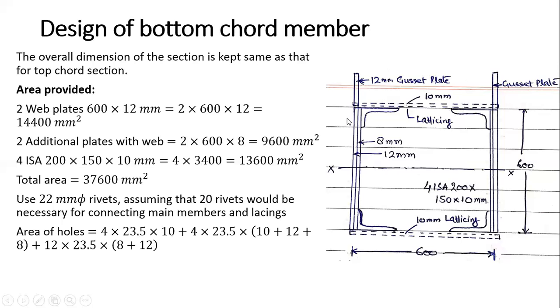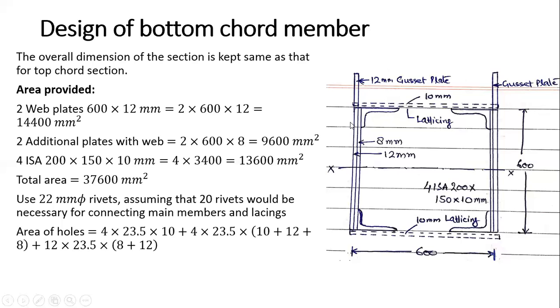Then 4 rivets are connected here. 1, 2, 3 and 4. So 4 into d, diameter of the hole, into thickness. How much is the thickness here? This is 10, this is 8, this is 12. So 10, 12 and 8. Okay. Then 4 rivets are connected here, 4 here. How many used? 8 used.